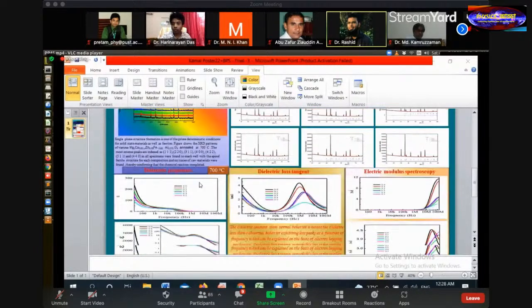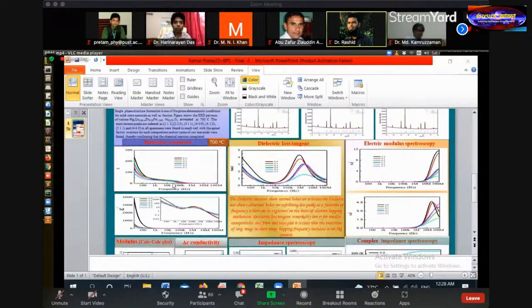The next one is the dielectric. The figure shows the real and imaginary parts of the dielectric constant, with the usual dielectric dispersion in the lower frequency region from 20 Hz to 10 kHz, and decreasing very slowly from 10 kHz to 1 MHz.